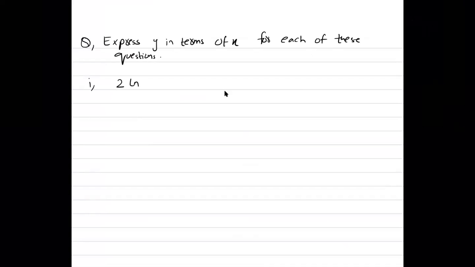Okay. Now the question says express y in terms of x for each of these questions. Part 1, 2 ln y plus 1 minus ln y equals ln x plus y. We need to express y in terms of x, meaning we need to make y the subject.